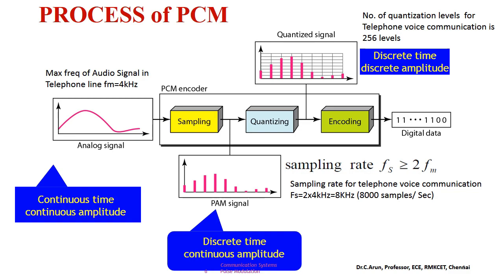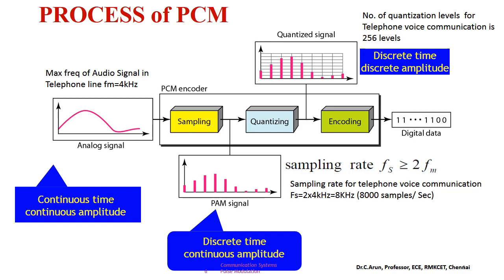Then, the number of quantization levels required for telephone voice communication, at present we are using 256 levels. So the number of samples is 8000, and the number of quantization levels is 256. What is meant by the number of quantization levels? Each horizontal line represents one quantization level. This is the standard amplitude and also the standard interval. They are specified as quantization levels.